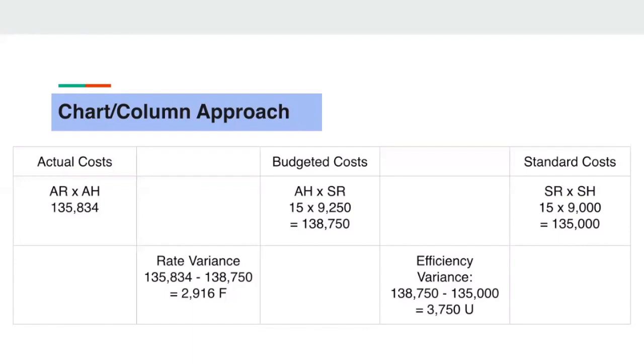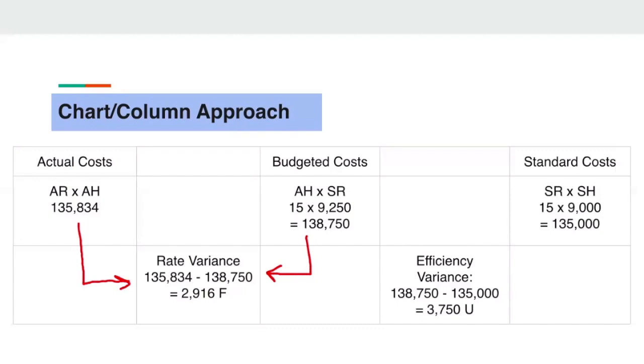Finding rate and efficiency variances is the same as finding price and usage variances. So the rate variance is found by minusing total actual costs by total budgeted costs. So again, we're taking the first column and minusing it by the middle column. This means that the rate variance is negative 2,916. And since it is negative, this means that it is favorable, and we place an F beside it. Again, not including the negative sign.